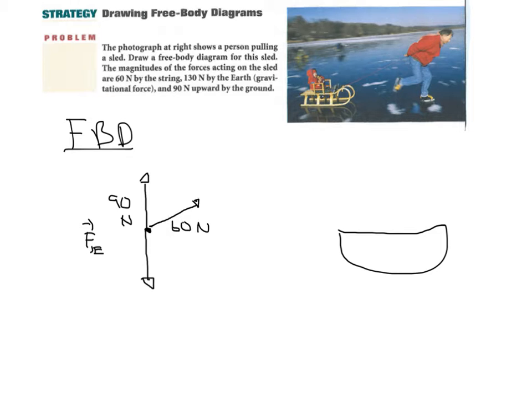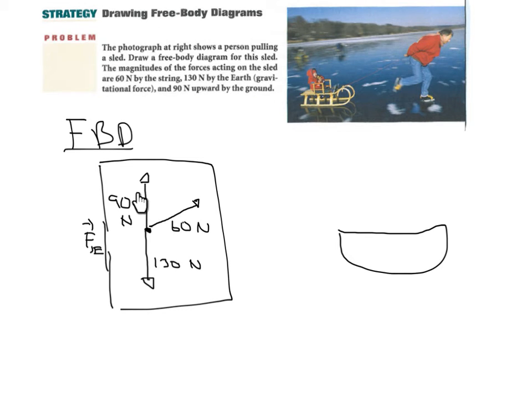That's the weight of the sled, right? That acts straight down, and the weight of the sled, it tells us, is 130 newtons. Okay, so this would be the free body diagram of this situation. Okay, it's got all three forces. It's got the numerical magnitude, the value of the forces there on the picture, and it tells us the whole situation.